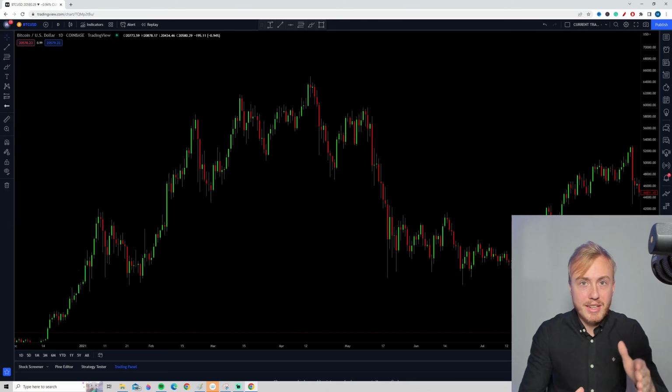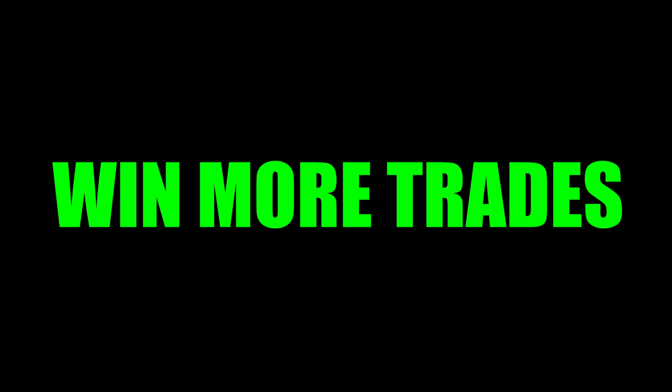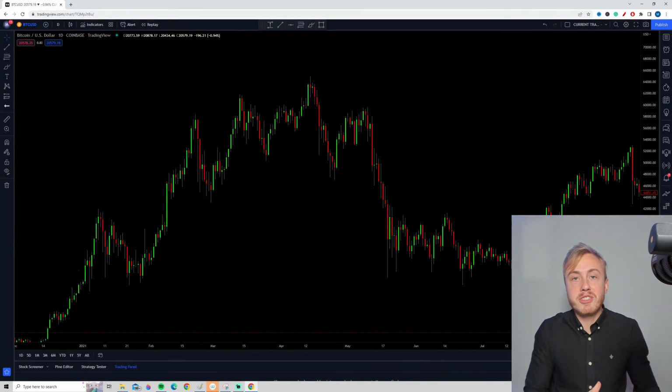So the first indicator we're going to take a look at today is an indicator that can help you win more trades, because you can use this indicator to avoid getting stopped out from winning trades. And our first indicator is the ATR indicator, which stands for average true range.